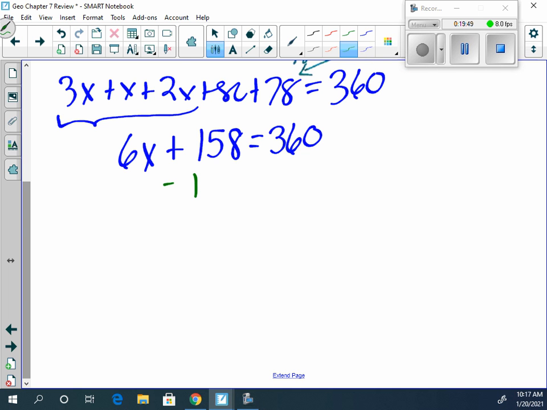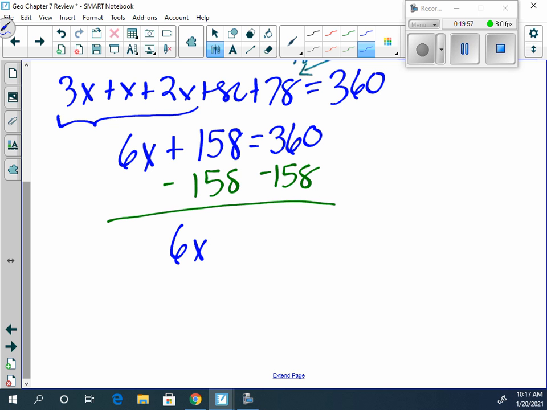Well, we need to get x by itself, so I can subtract 158 from both sides, which will tell me that 6x is equal to 202. So this would be 5, 10, 2. 5 minus 5 is 0. 3 minus 1 is 2. And lastly, we would divide both sides by 6.